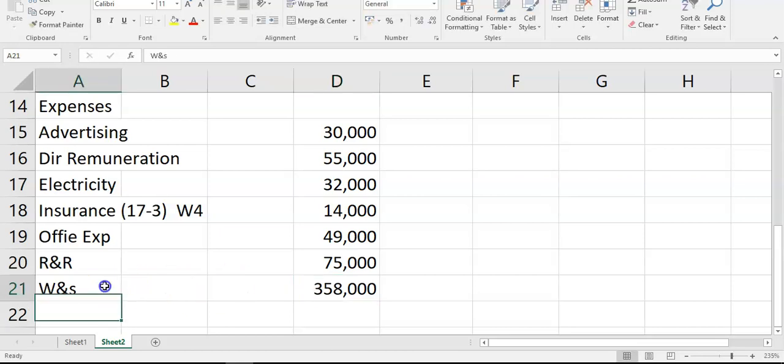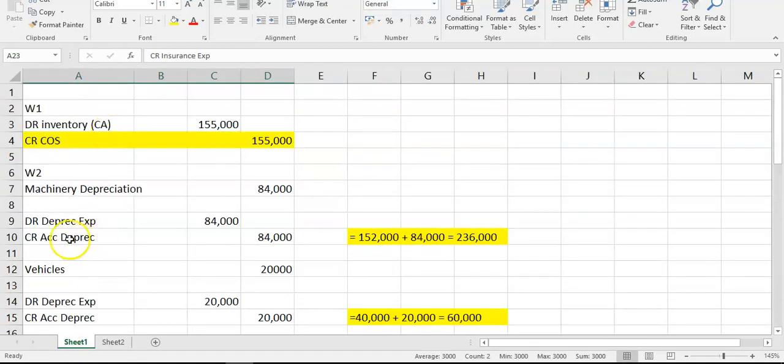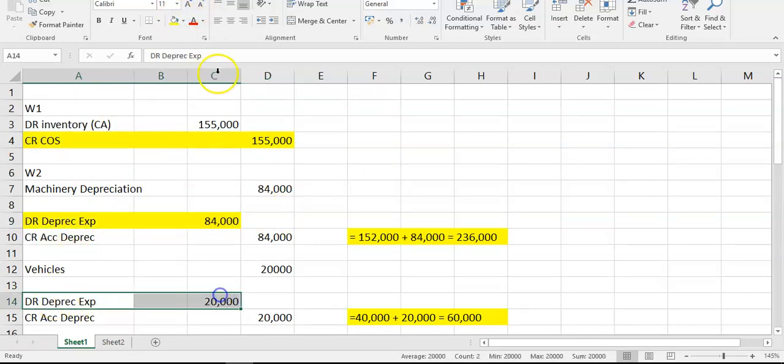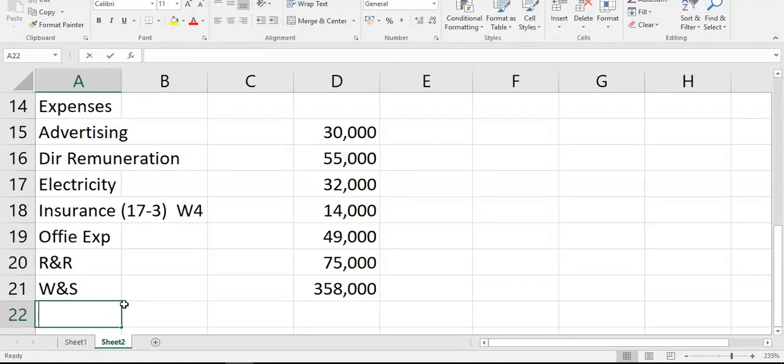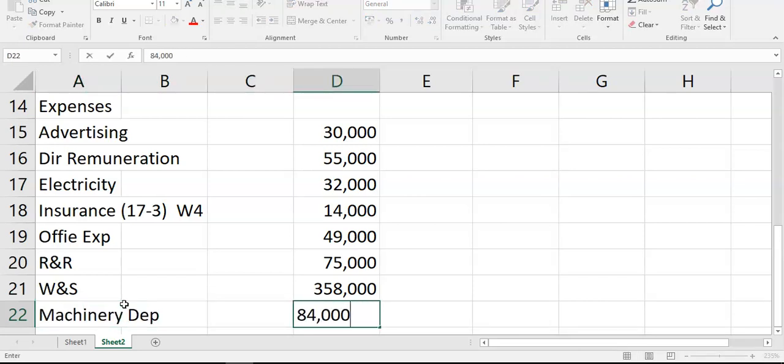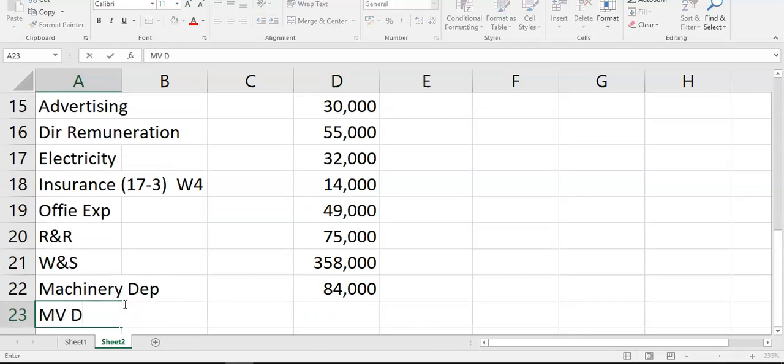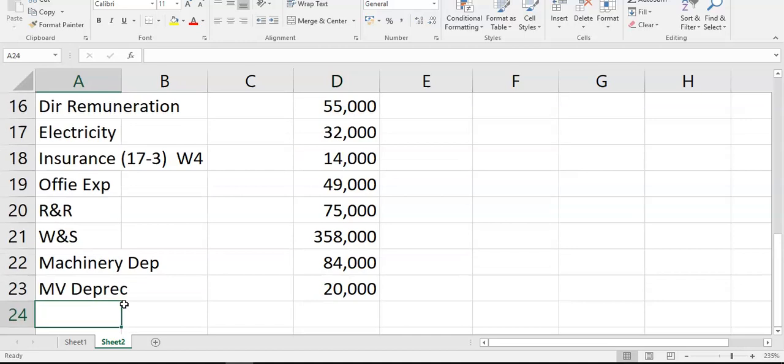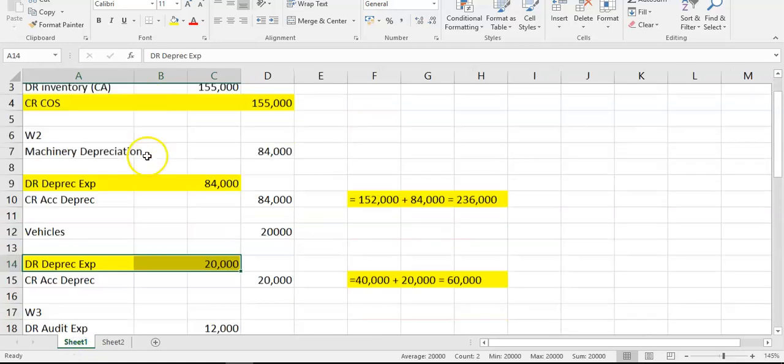But again, what a lot of students forget, don't forget you have to go back and look at your adjustments in case you had any other expenses that need to go in. So for example here, we've depreciation 84 for machinery, depreciation 20 for motor vehicles. So slot those in. Machinery depreciation, 84. Motor vehicle depreciation, 20. Another 2 slotted in. And remember, these questions, the more you slot in, the more marks that you're getting. So it's about ticking them off and double checking every time.